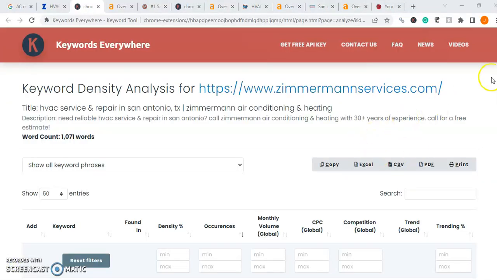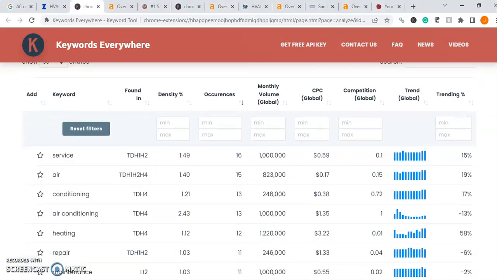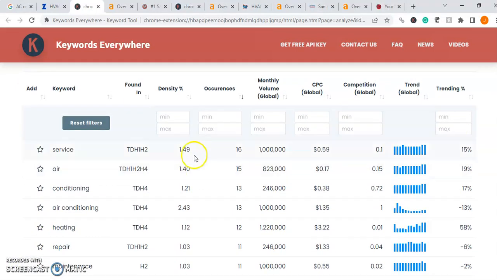So here we are in a tool I use called Keywords Everywhere. And if we scroll down here, you're going to notice your most used keywords from most to least. Now obviously there's more keywords if you keep scrolling down, but we want to focus on the first 6 because we really want to hammer home to Google right away, those 3 questions.